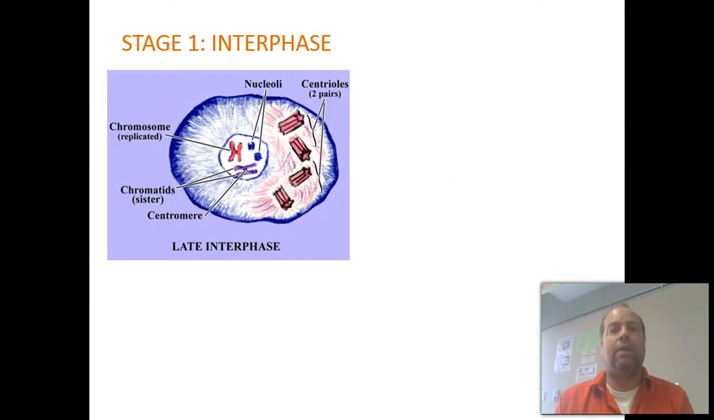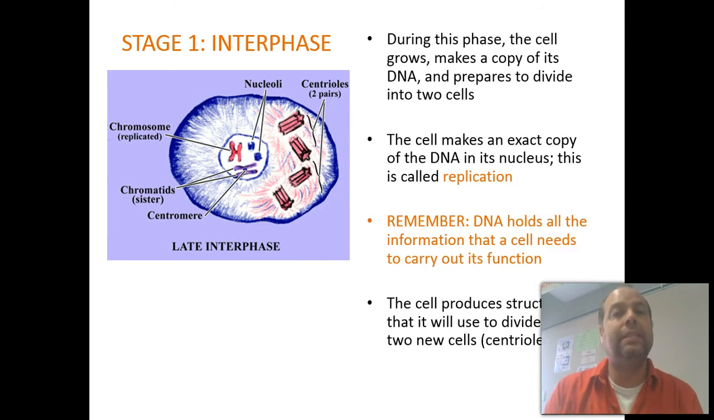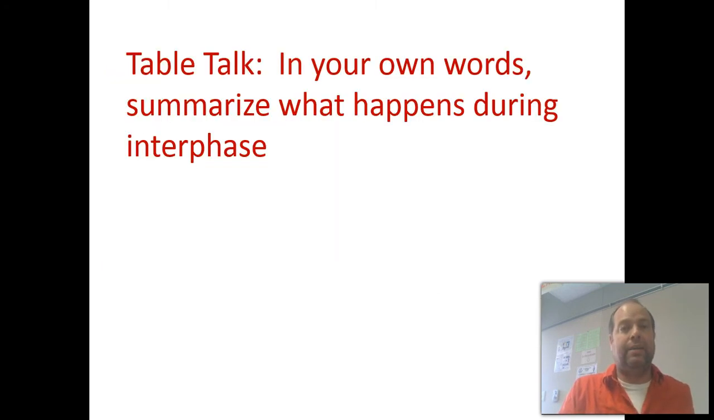All right, the first part of the cell cycle is interphase. In interphase, this is the cell that you guys know and love. This is the typical cell that's drawn in books. What happens during the interphase stage is the cell grows, gets bigger, and prepares itself to copy its DNA. Then later on in interphase, it actually does copy the DNA. So interphase is the cell starting to divide. So, in your own words, please describe or summarize what happens during interphase.